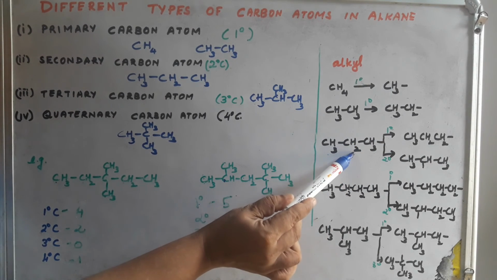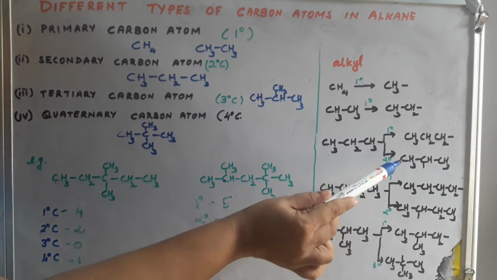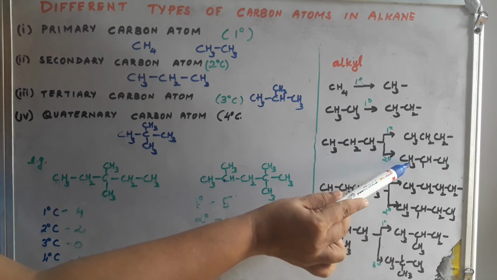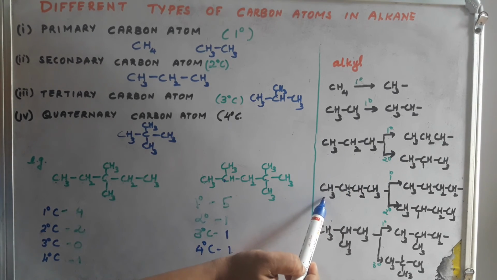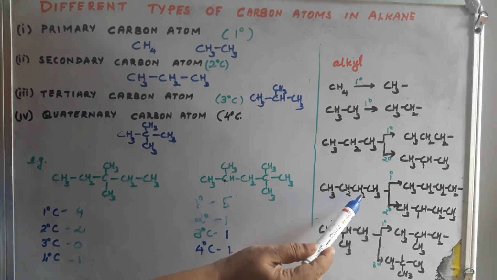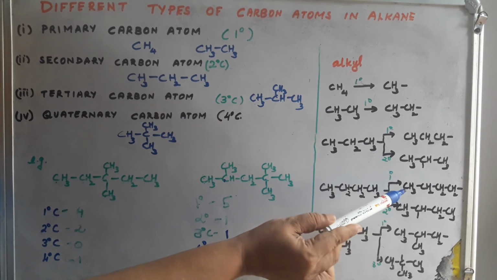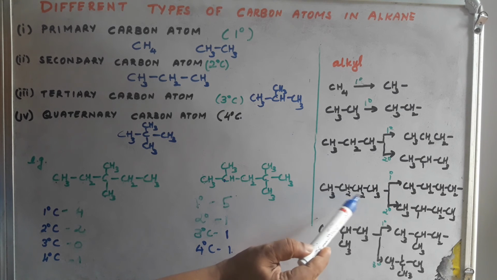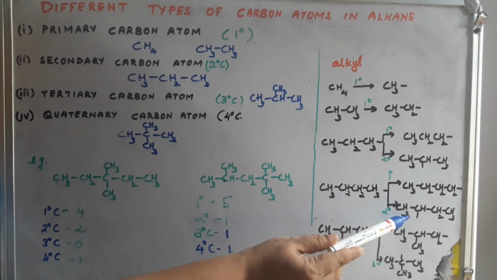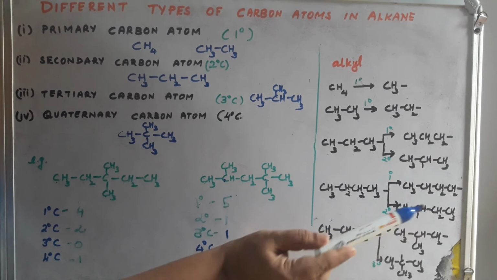But there is a secondary hydrogen in propane. If this hydrogen is lost, we call that alkyl secondary propyl or isopropyl. So this is called isopropyl. Now look at the third one, butane. It is normal butane. When a primary hydrogen is lost, any one primary hydrogen, you get normal butyl. And if a secondary hydrogen is lost, we call it secondary butyl. So this is secondary butyl because a secondary hydrogen is lost.